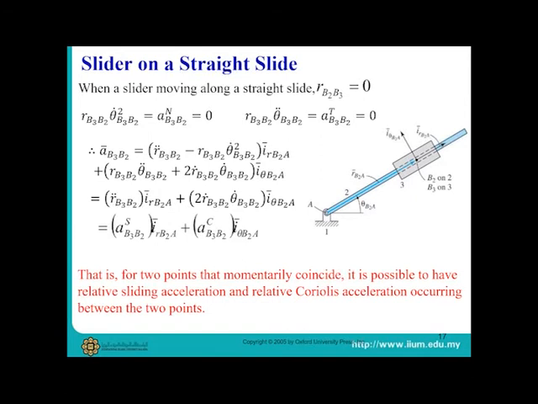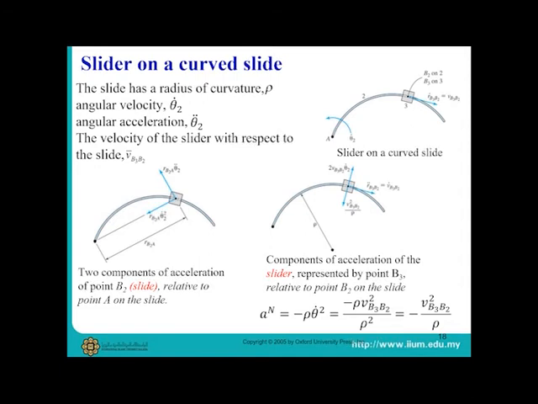R B2 B3 is equal to 0. Then normal and tangential acceleration are equal to 0. Therefore, its acceleration components are only sliding and Coriolis acceleration. For a slider on a curved slide, there is a new component added, which is a normal acceleration. However, this normal acceleration formula is different from the previous one because this normal acceleration is due to the curved slide, which is equal to the radius of the curve times theta dot square in the direction toward the center of the curve, which gives you a negative sign.